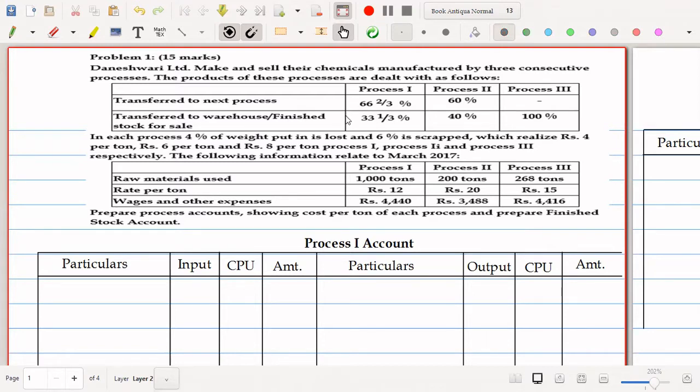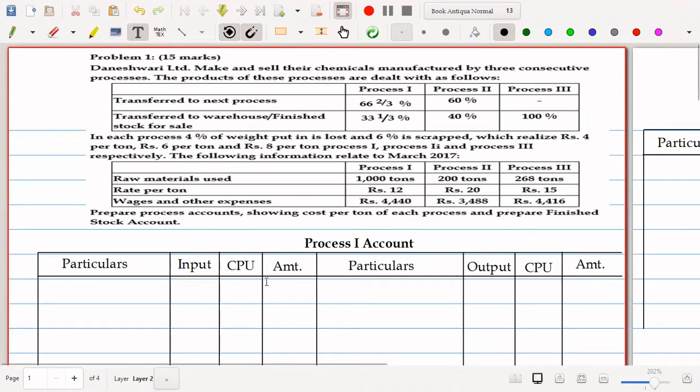One thing different in this problem is that some percent is transferred to next process and the other portion is transferred to finished stock. So whatever amount or unit is transferred to finished stock is again being posted in finished stock account. Let us prepare process 1 account first. As you all know, you are familiar with these process account formats. Let's prepare now.